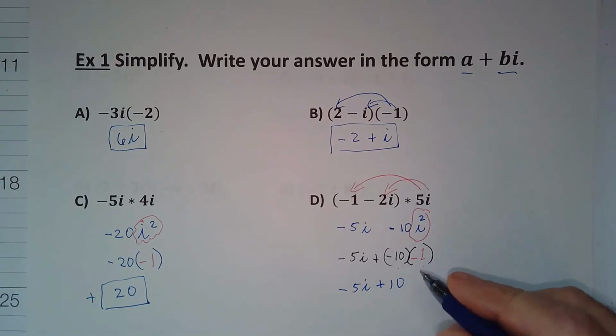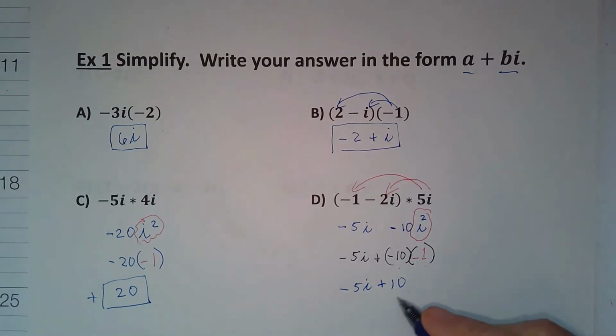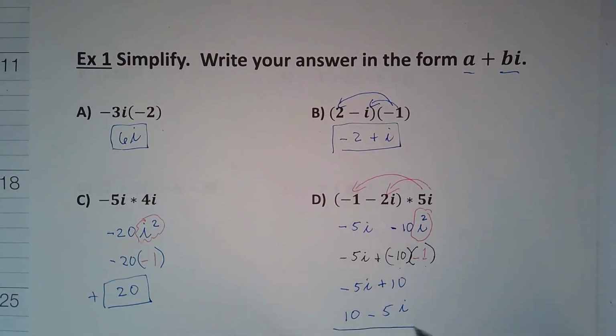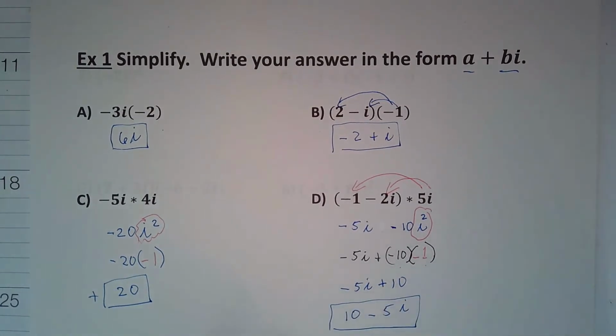And then we always write these so that the real number is first. So this is the commutative property. We're just going to switch the places of the two terms. So this answer is 10 minus 5i. Okay? And that is our answer.